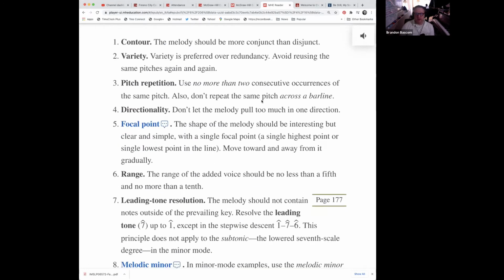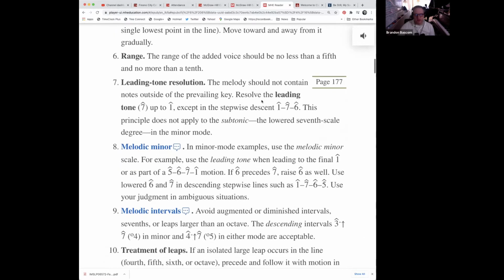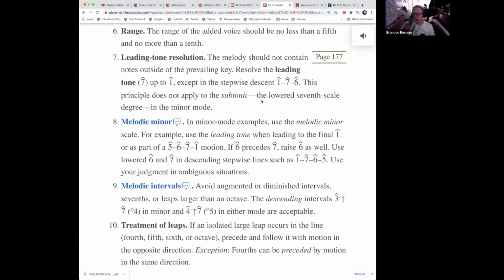Contour, we want to be conjunct rather than disjunct. Variety is preferred over redundancy. But avoid reusing the same pitches again and again. Pitch repetition, don't repeat more than twice, and don't do it across a bar line. Directionality, don't let it go only one way too much. Focal point, we still need a focal point. Range, no less than a fifth, no more than a tenth. You remember that?